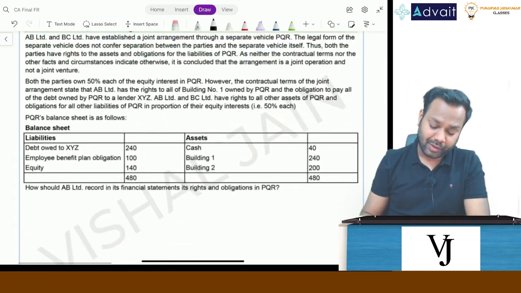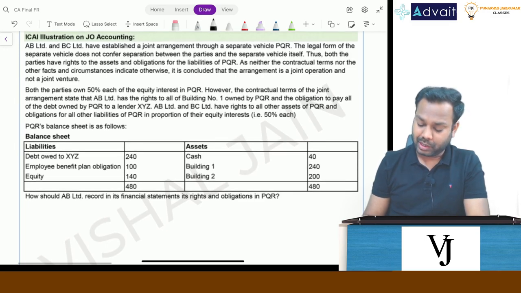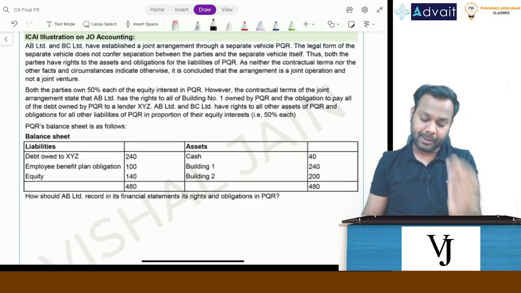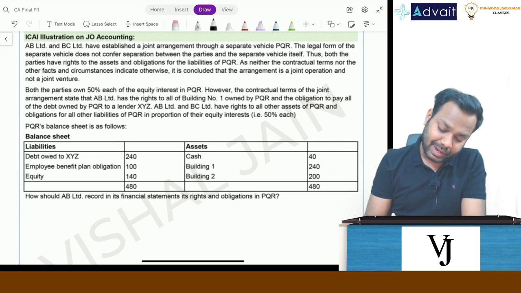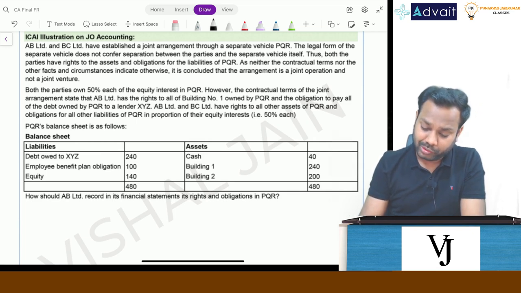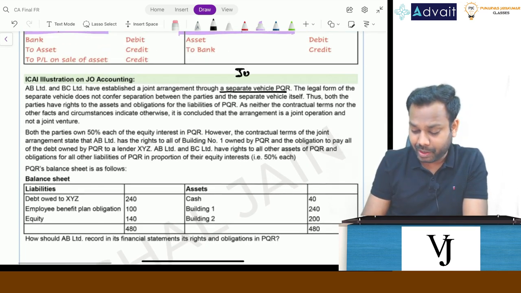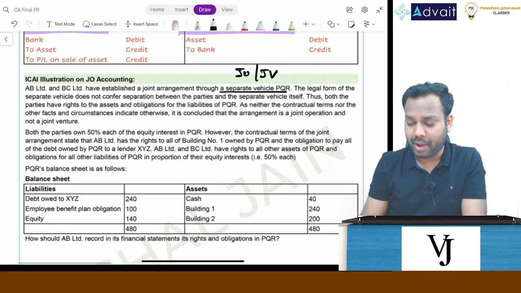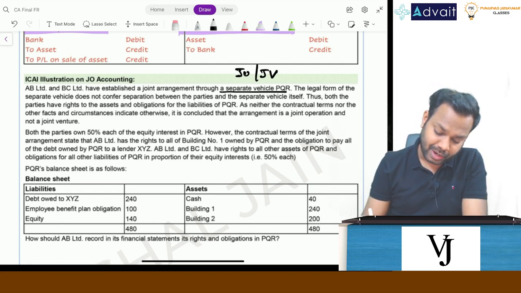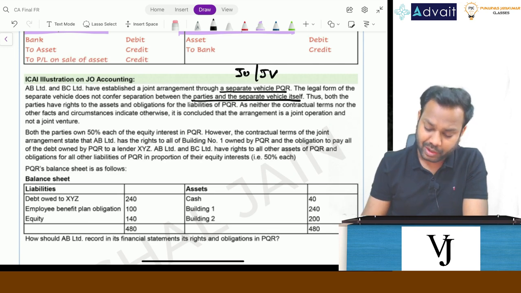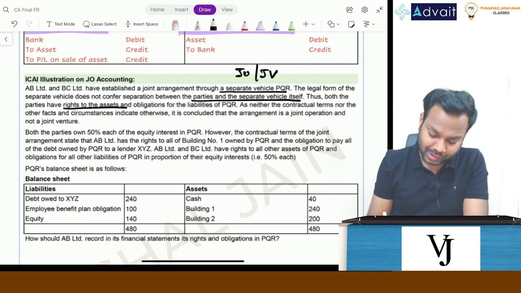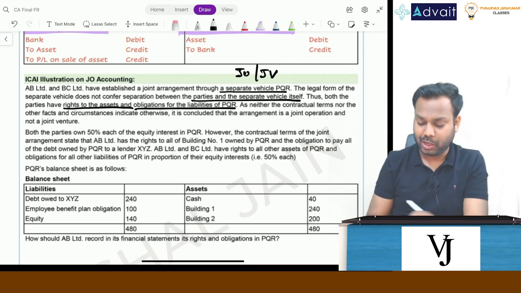Now you have an illustration on joint operation accounting, so let's read the question and try to understand it. AB Limited and BC Limited have established a joint arrangement through a separate vehicle. Separate vehicle means it can be a case of joint operation or joint venture, so we have to analyze it. The legal form of the separate vehicle does not confer separation between the parties and the separate vehicle itself. Thus, both the parties have the right to assets and obligations or the liabilities of PQR.